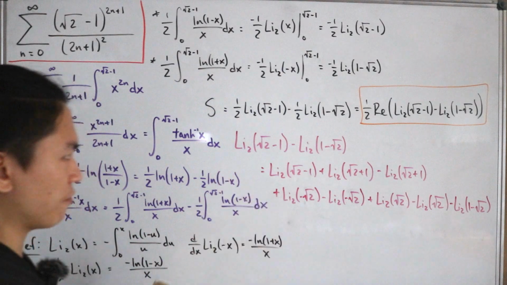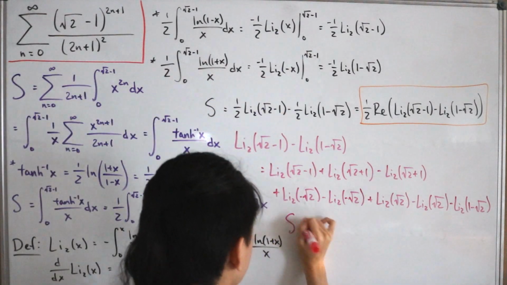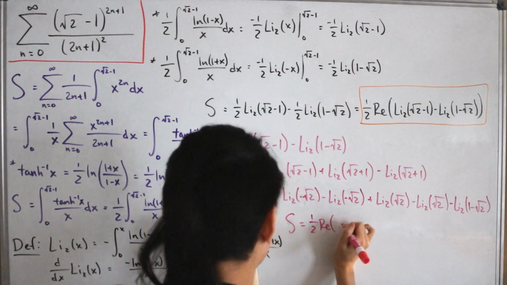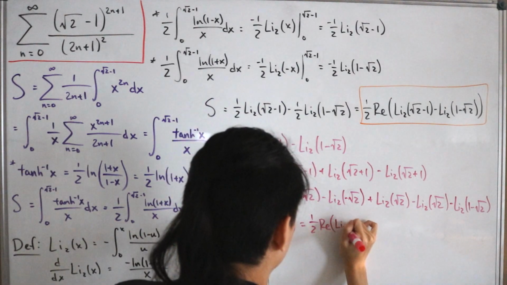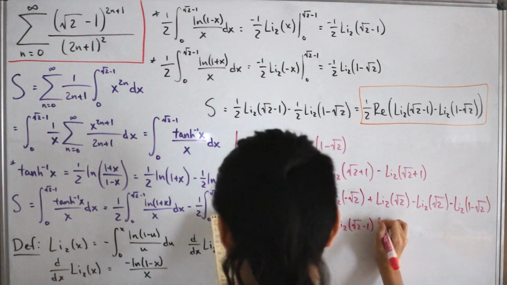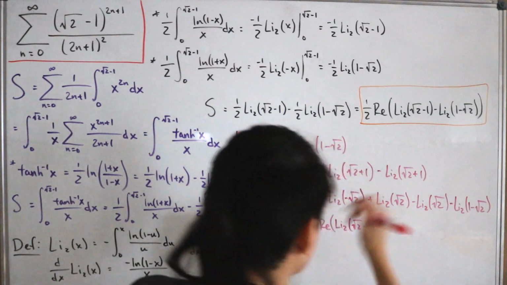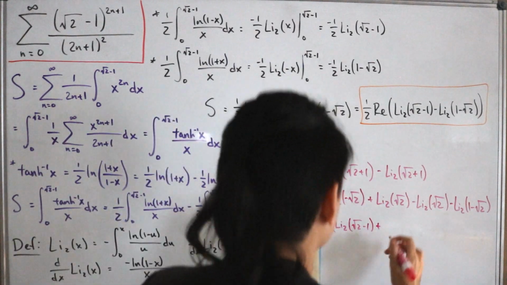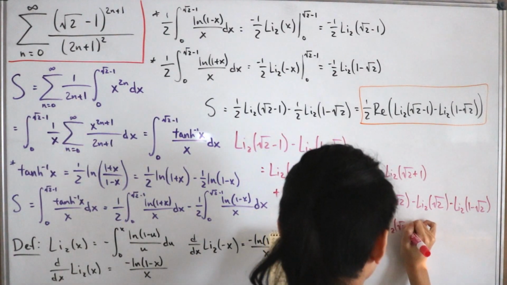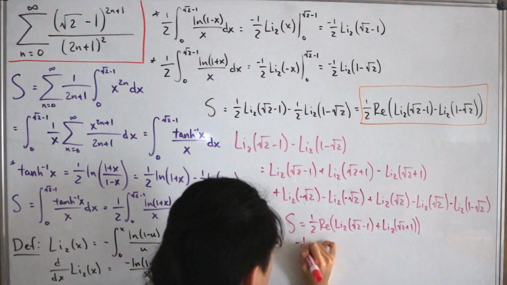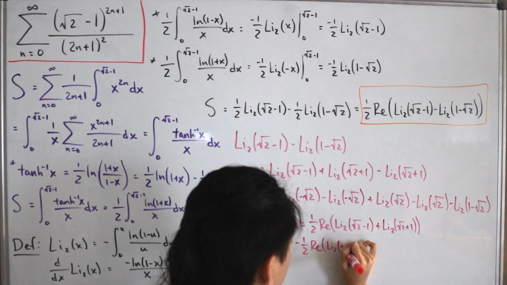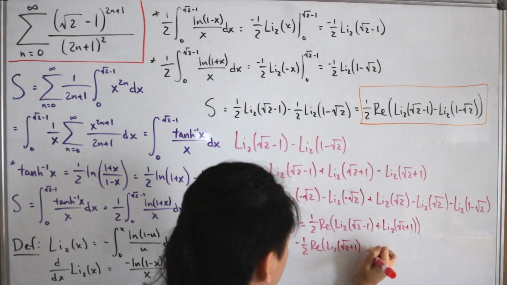So in other words, to put everything together, S is going to equal 1/2 times the real of the dilogarithm at the square root of 2 minus 1, add, everything's in factors, and then we're going to have some minuses later that'll come in handy. The dilogarithm at the square root of 2 plus 1 minus 1/2 times the real of the dilogarithm of the square root of 2 plus 1.